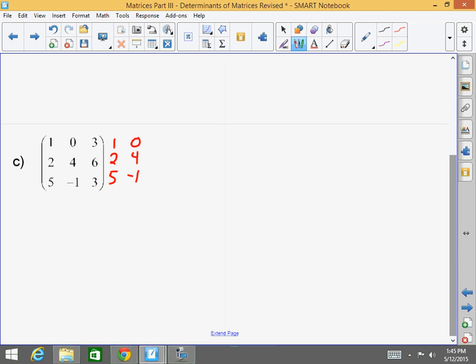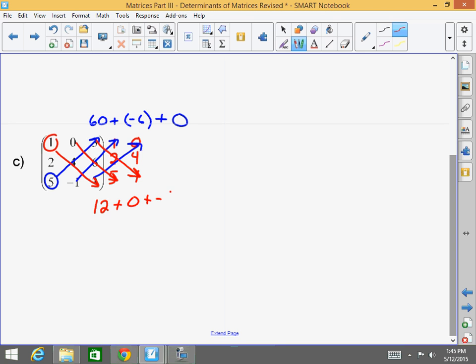So the bottom, I've got 5 times 4 times 3, which is 60. Good. Negative 1 times 6 times 1 is negative 6. Plus 0. Excellent. And my red on my bottom one, 1 times 4 times 3, which is 12. Good job.